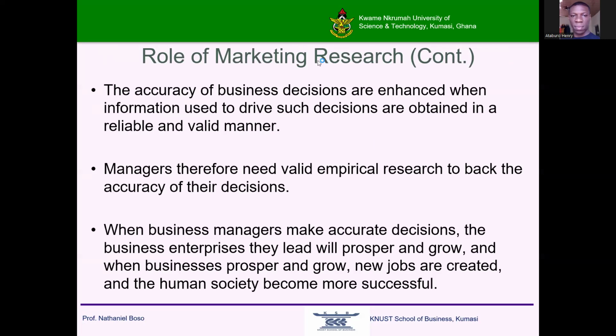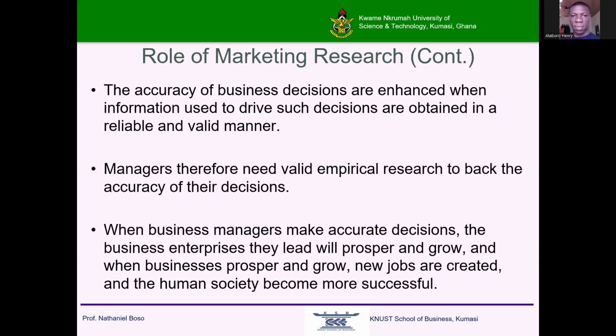All right. So the accuracy of business decisions is enhanced when the information used to drive such decisions is obtained in a reliable and valid manner. First, the information itself must be relevant, accurate, timely, and valid. But to obtain that kind of high quality information, the processes in obtaining that information must be reliable and valid. So managers therefore need valid empirical research to back the accuracy of their decisions. And because of that, we are studying business research methods, which will help us generate business information to meet the quality criteria we are looking for.